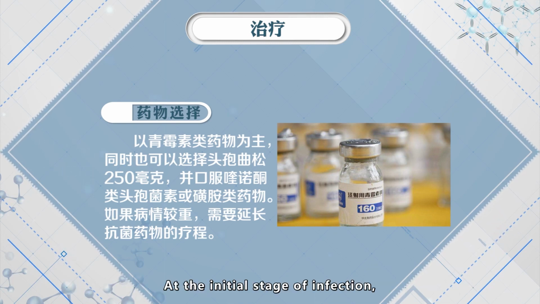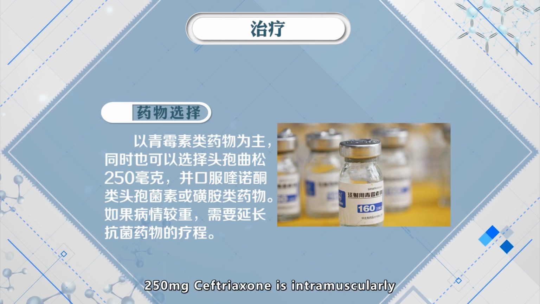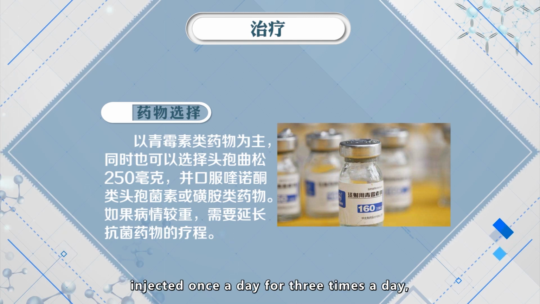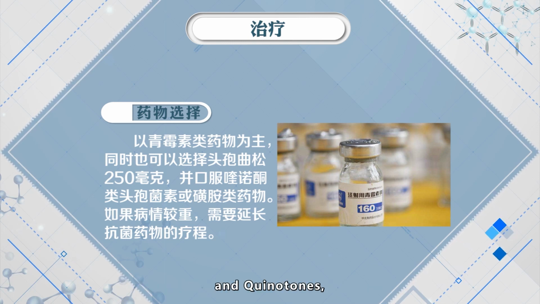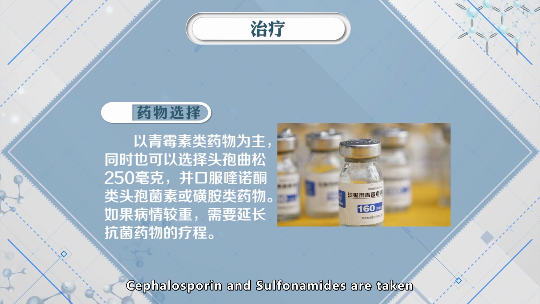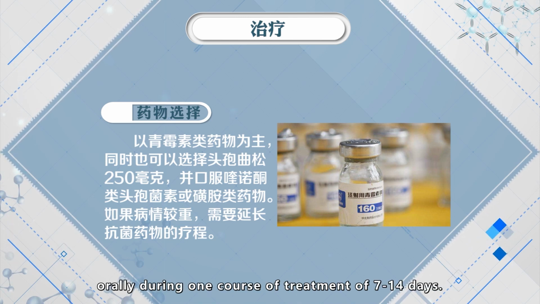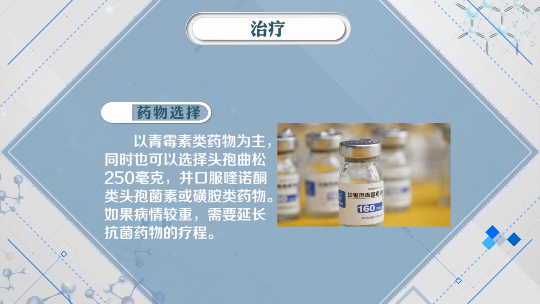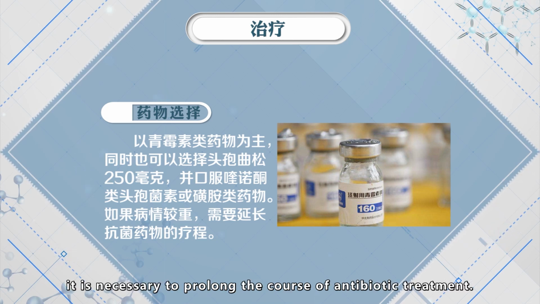At the initial stage of infection, 250 mg ceftriaxone is intramuscularly injected once a day for 3 days, and quinolones, cephalosporin, and sulfonamides are taken orally during one course of treatment of 7 to 14 days. In severe cases, it is necessary to prolong the course of antibiotic treatment.